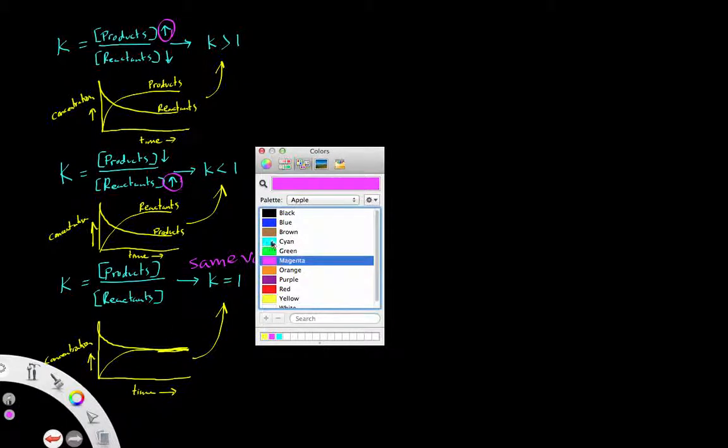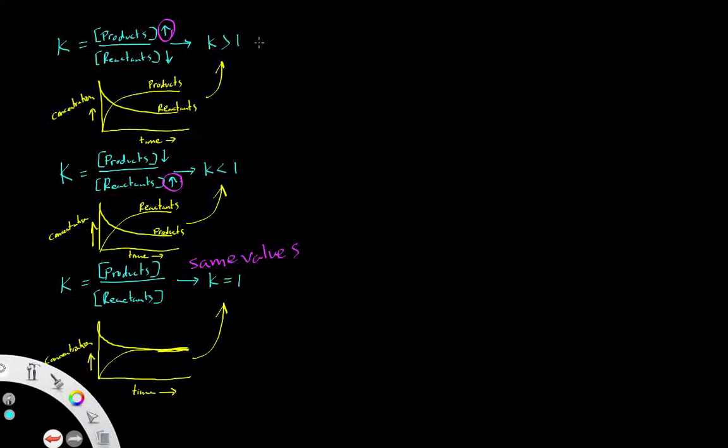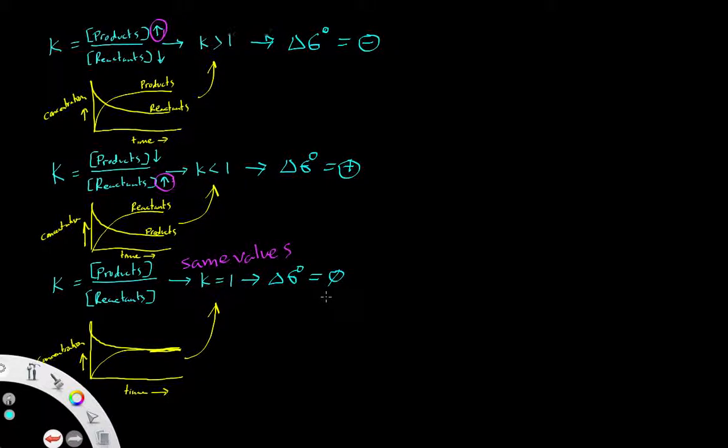So let's just demonstrate that, and we can just dive right into it. If we have a K value that is greater than 1, we are going to have a delta G standard value that is negative. And if we have a K value that is less than 1, then we will have a delta G standard value that is positive. And if we have a K value that is equal to 1, we will have a delta G standard value that is equal to 0. So let's prove this and demonstrate why this information is correct.